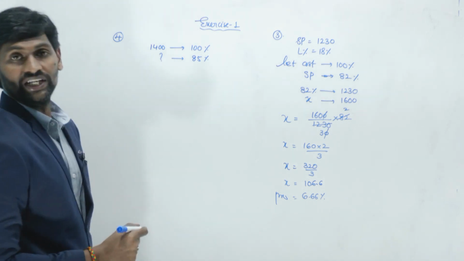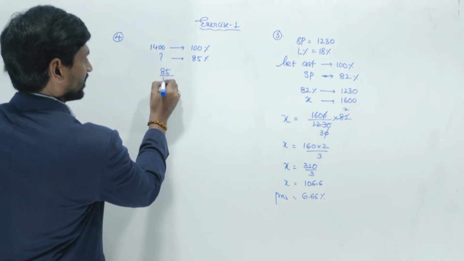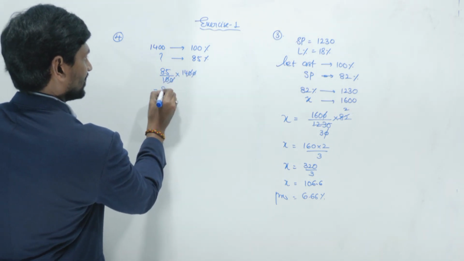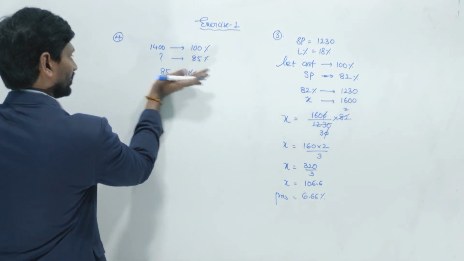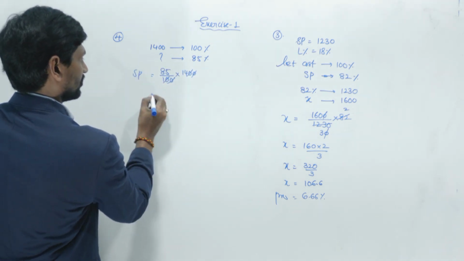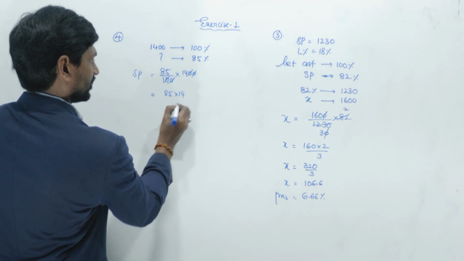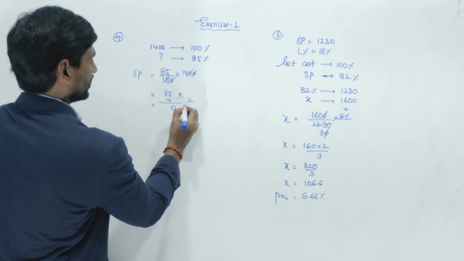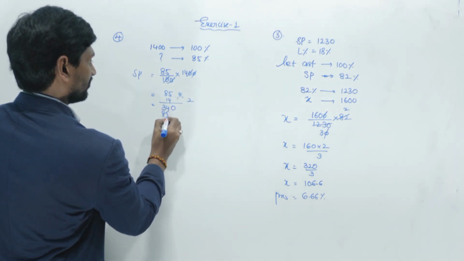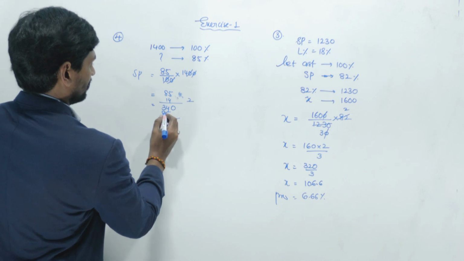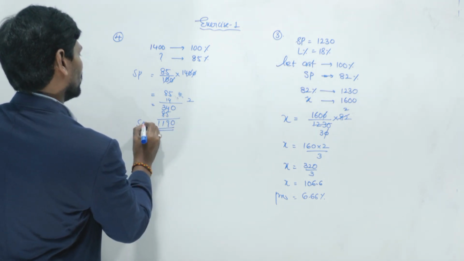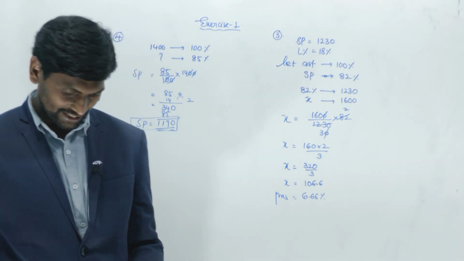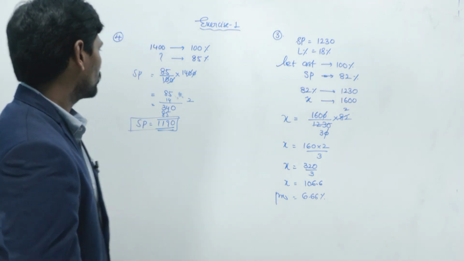So what is the value of 85%? So 85 by 100 into 1400. So two zeros cancel. The selling price is 85 into 14. So multiply. 4 5s are 20, 4 8s are 32, 34, 1 8 is 8, 85 is 85. It is 1190. So the selling price of the article is 1190 rupees. Let us go to the next problem.